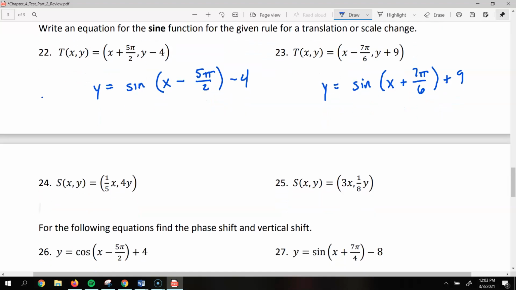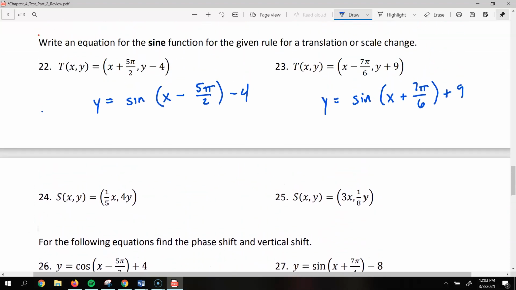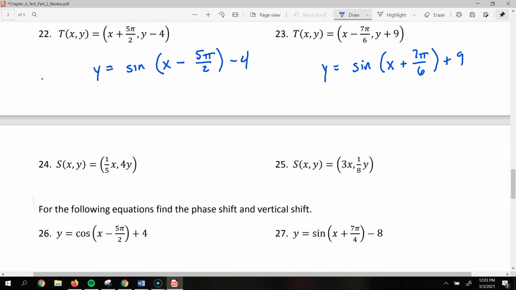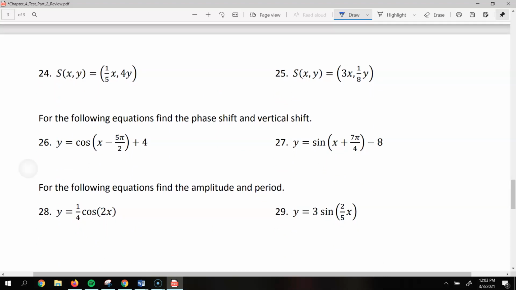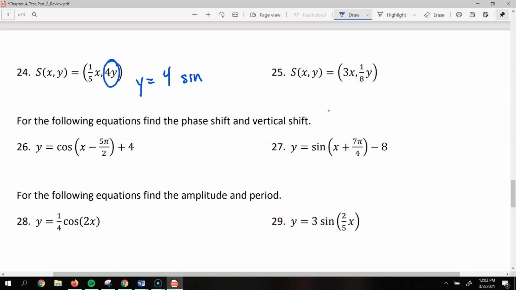All right. For 24 and 25, these got shifted down to this page for some reason, but this is still in the same section. Again, we're dealing with a rule for a scale change here. And we want to come up with an equation for the sine function. So vertically, that happens exactly as we'd expect it. So we would have y equals 4 times the sine, and then we'd take the reciprocal for the x. Reciprocal of 1/5 would be 5, so we would say 5x.